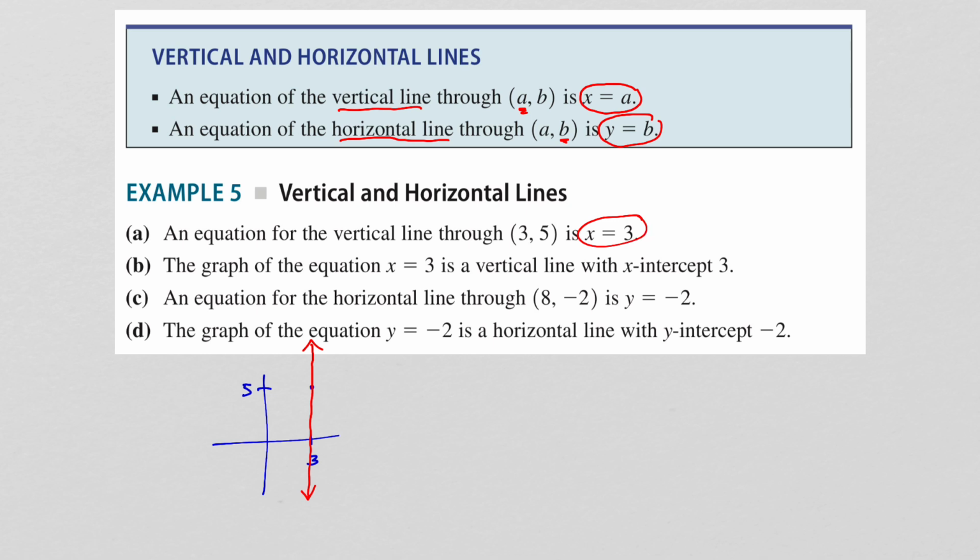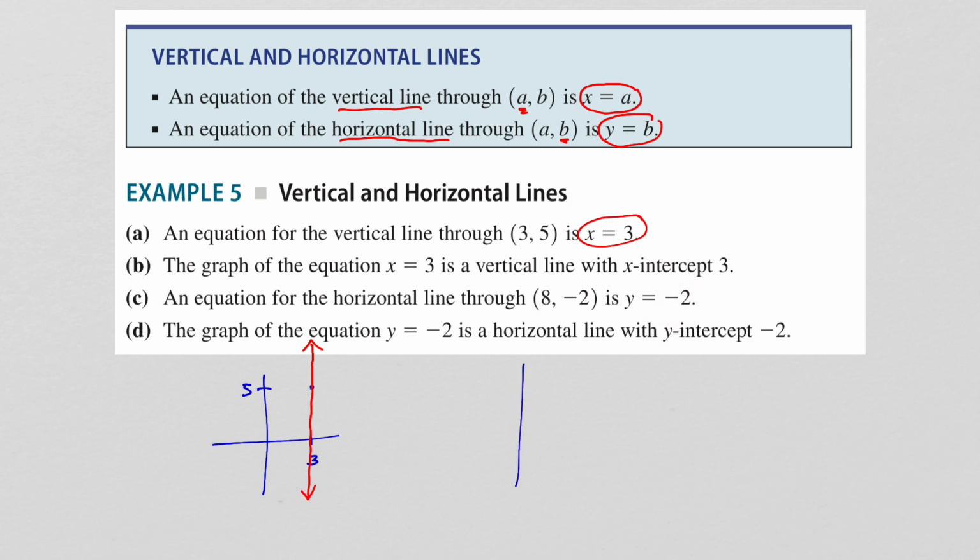All right, and the graph of that, of course, is just x equals 3, a vertical line through x equals 3 on the x-axis. An equation for the horizontal line through the point (8, -2) is simply y equals -2.